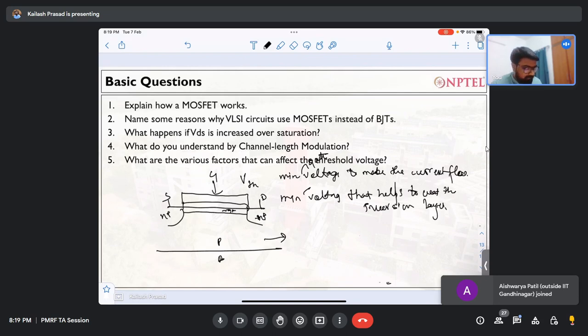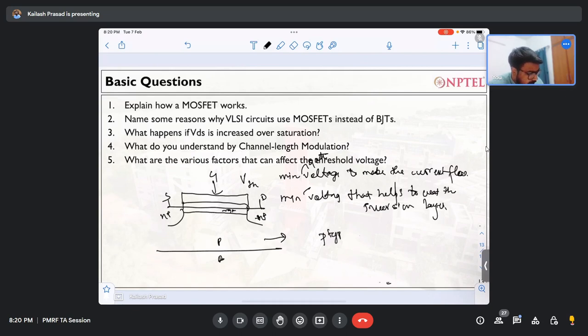Do we have any other answer? Okay, so this answer is slightly correct. I just want to give you the exact correct answer. P-type means the bulk, and the bulk doping is NB, right? And the concentration of electrons in the channel, if I say that is NC, when NB is equal to NC, this is the point we call that our inversion has happened.